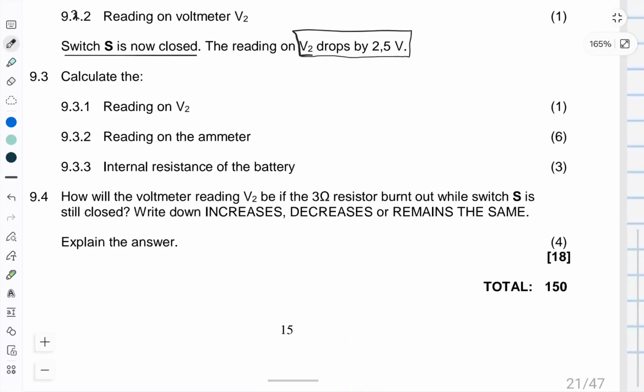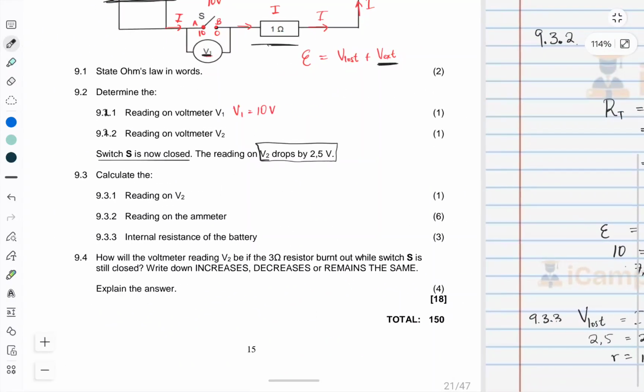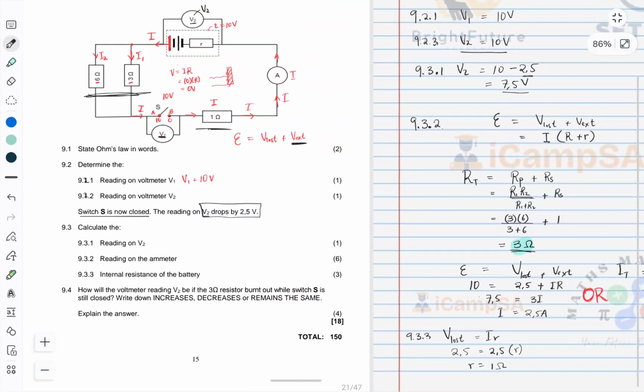All right, so how will the voltmeter reading V2 be if the 3 ohm resistor burnt out while the switch is still closed? Okay.